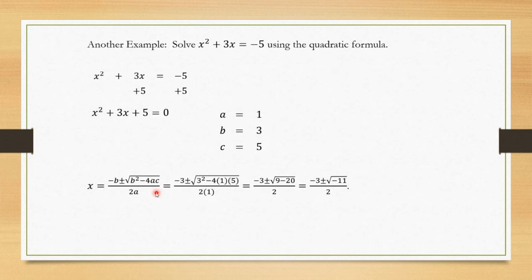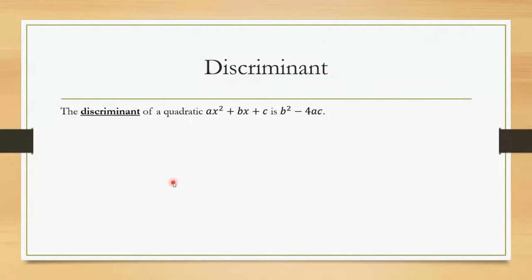But if you were to go back and look at these examples, you would see that what really determined the number of solutions was this radicand, this b squared minus 4 times a times c. Well, that's really important. That determines how many solutions there are. And because of that, we call it the discriminant. So the discriminant of this quadratic here is b squared minus 4 times a times c.